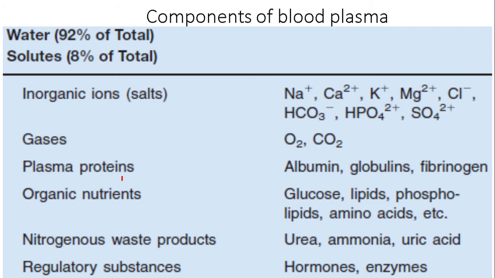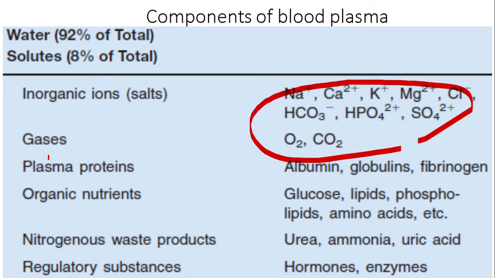And what you see here are the different fractions of solutes. Inorganic ions are there in the form of salts. You can see them here. And the gases are there. Which are the gases? You know, oxygen is a gas being transported in the blood, and we have carbon dioxide. Even though these gases are transported by cells, at least some of the gases are dissolved in plasma.